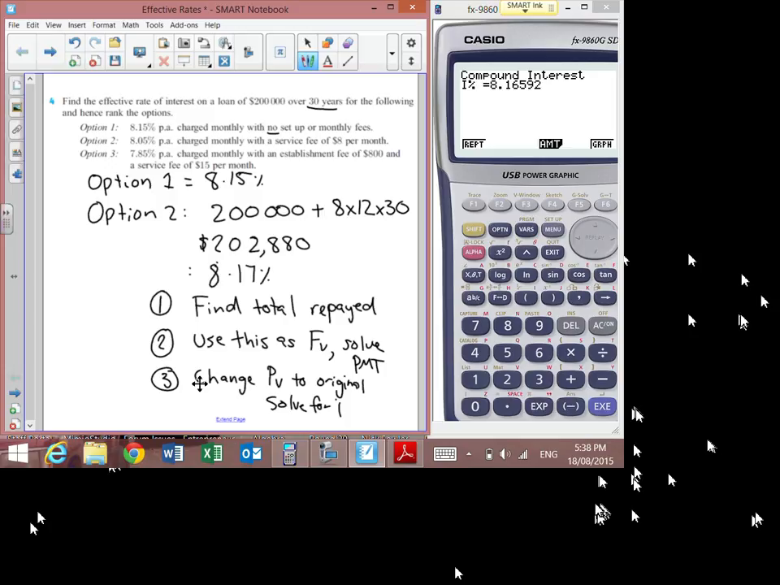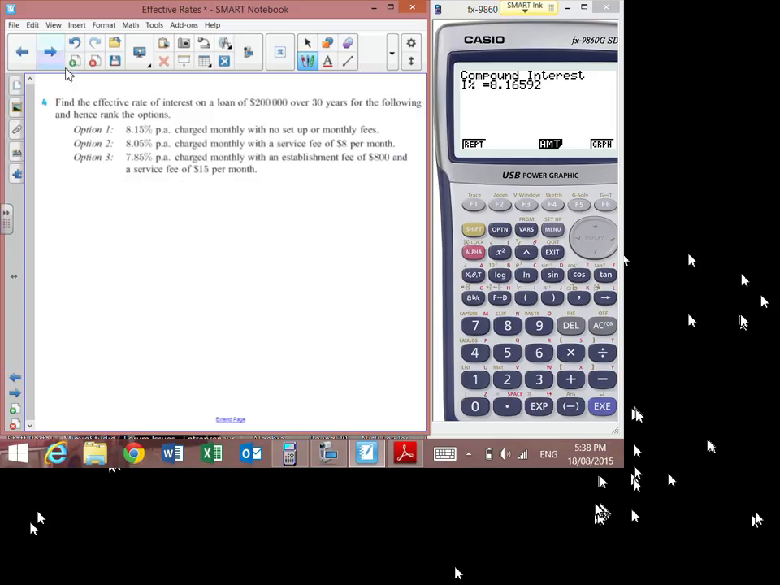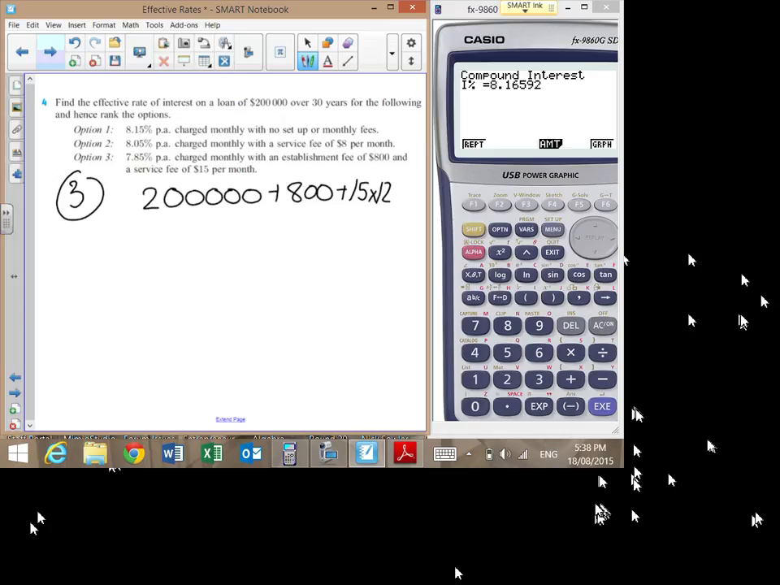And last of all, we have option 3. So we're going to do that on the next page. We have 7.85% charged monthly with an establishment fee of $800. So that's saying $200,000 plus an establishment fee plus a service fee of $15 per month for 30 years. So there we have our total amount. So again, I'm just going to pop that into my calculator. And I find that in total, I'm going to borrow $206,200.